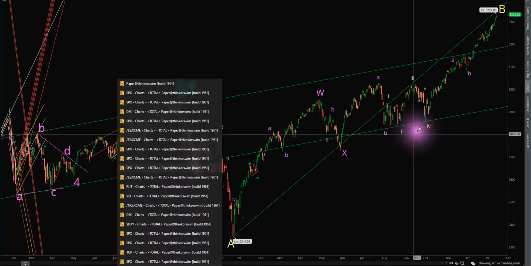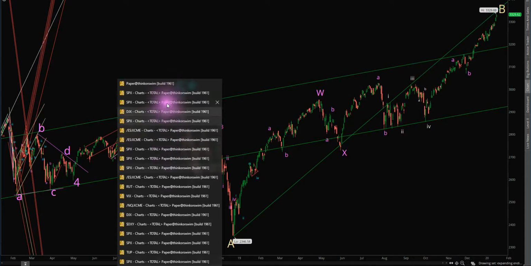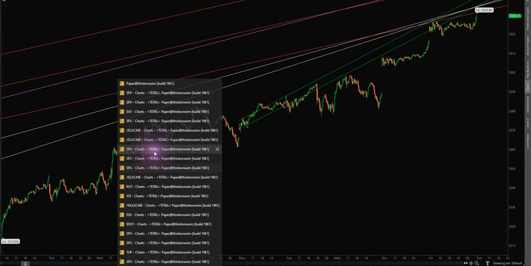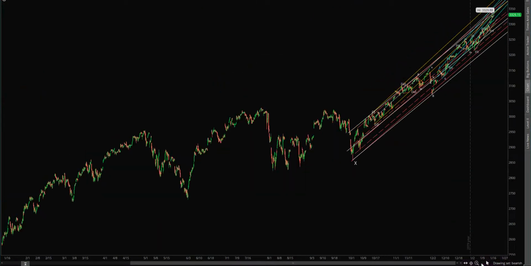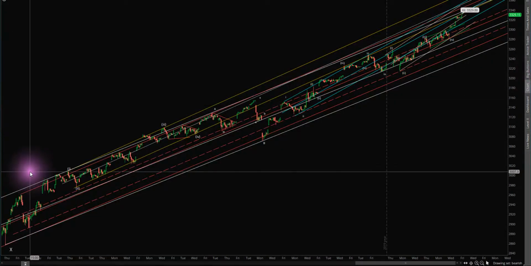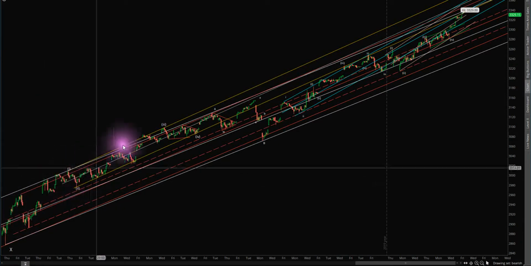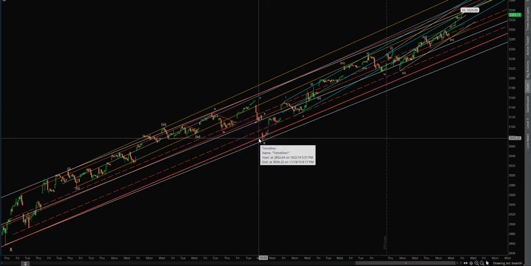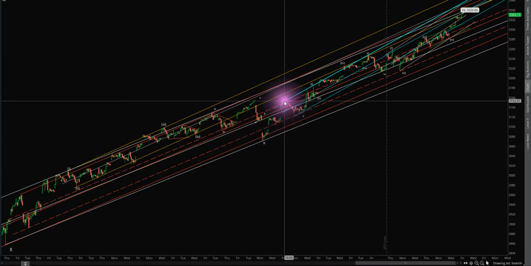So you can see here the 4 ended here, AB. Let me take a closer look at this move, because it also looks almost complete. So this is the end of 4 or X, it doesn't matter. We have 1, 2, 3, 4, A, zigzag, double zigzag for B. Then we count another 5 waves.